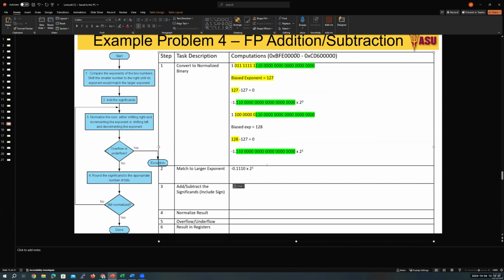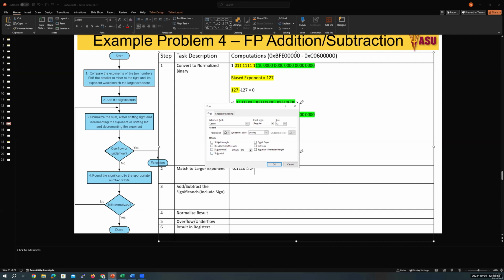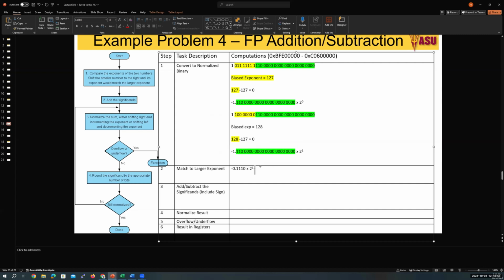So if I need to rewrite it in how it used to be, it's going to be this minus this minus negative 1.110 with a lot of zeros times 2 to the power 1. Now that they match, I can just copy it and bring it here.